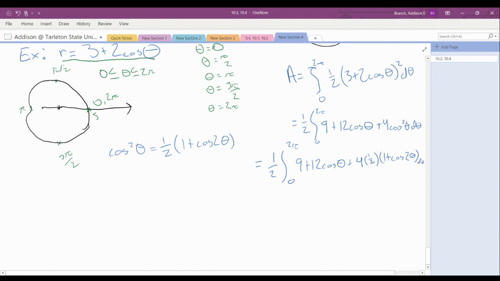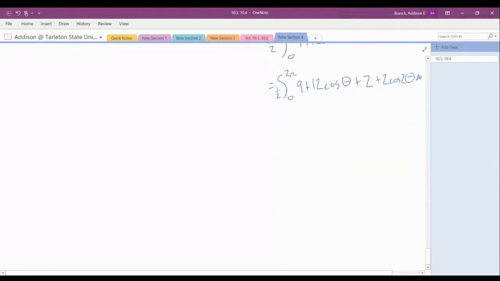All right, so now I'm going to simplify that down to 2. So now we can rewrite this to get our 1/2 right there. We can get 9 plus 12 cosine of theta, plus we have 2 times 1, so 2, plus 2 times 2 cosine of 2 theta d theta. All right, now I'm going to combine this and this to get us plus 11.